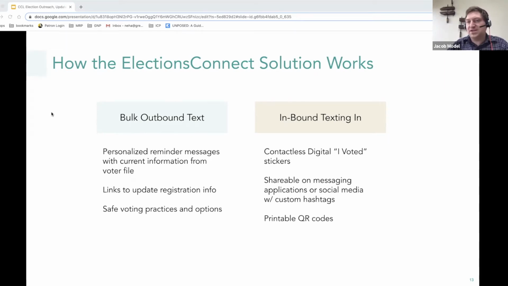So one, based off of the work that we just described, is using bulk outbound texts in order to get people critical voter information. Some of that can be personalized with data that you all have from your various voter lists. So for example, what's the current address that you have on a person? Maybe they've moved, and so maybe they actually need to re-register or update their registration in some way. Information on where their polling location is.